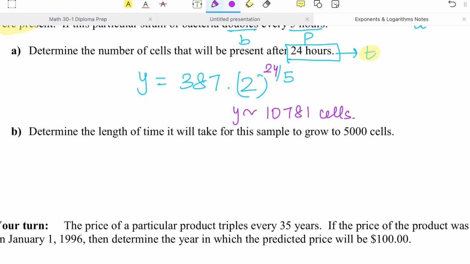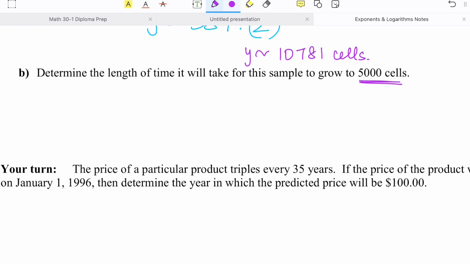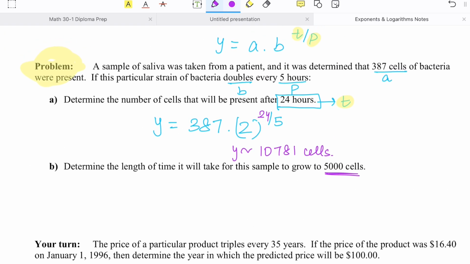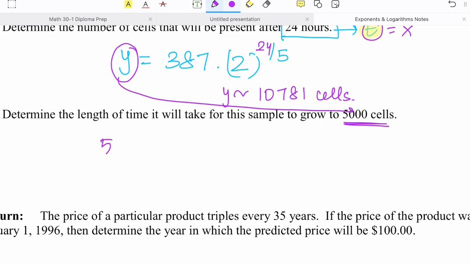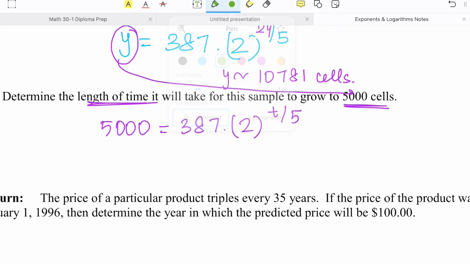Well, this is cells, right? We know time is our x. So the y is going to be the number of bacteria. Okay, so 5,000 is our y. I'm going to replace it in my equation. 5,000 is equal to 387 times 2 to the power of t over 5. I don't know what my t is really. Okay, so I'm going to solve this. You guys have learned how to solve this, right?